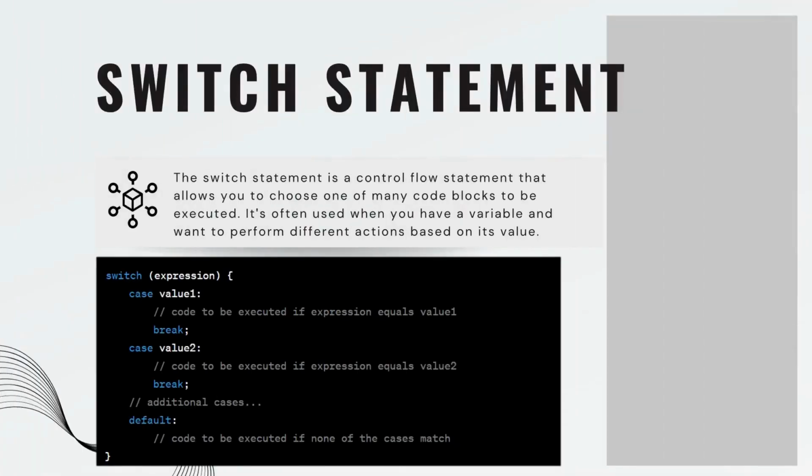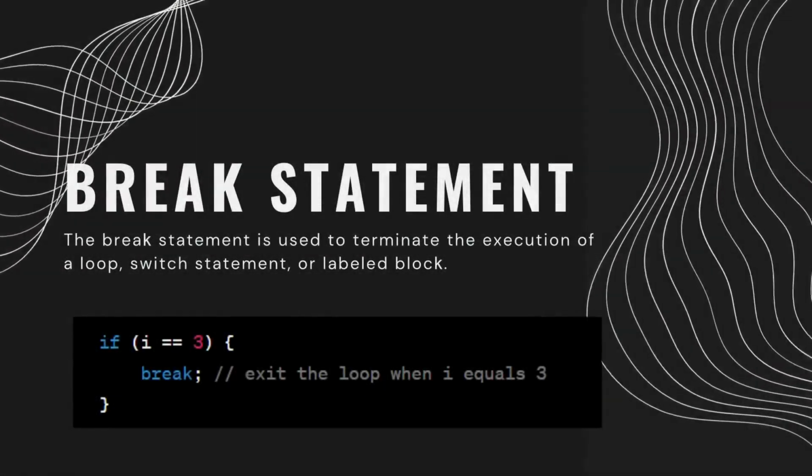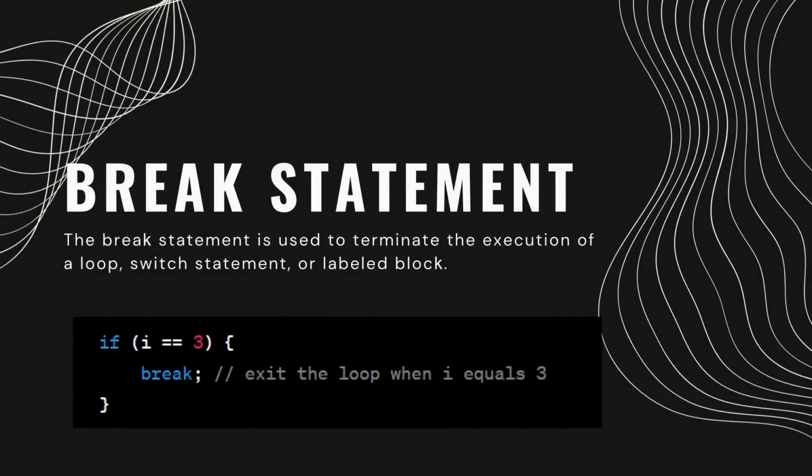The switch statement is a control flow statement that allows you to choose one of many code blocks to be executed. It's often used when you have a variable and want to perform different actions based on its value. The break statement is used to terminate the execution of a loop, switch statement, or labeled block. The break statement is a powerful tool for controlling the flow of a program, allowing you to exit loops or switch statements based on a specific condition. It also prevents the fall-through condition, which we will see while implementing it in IntelliJ.